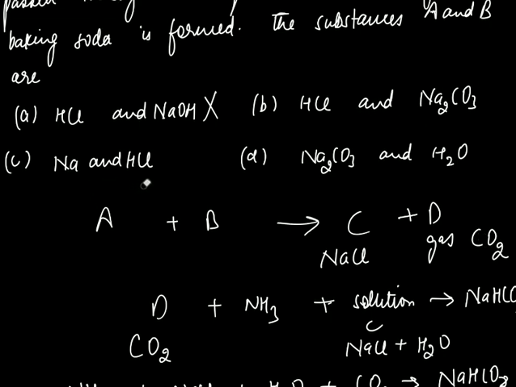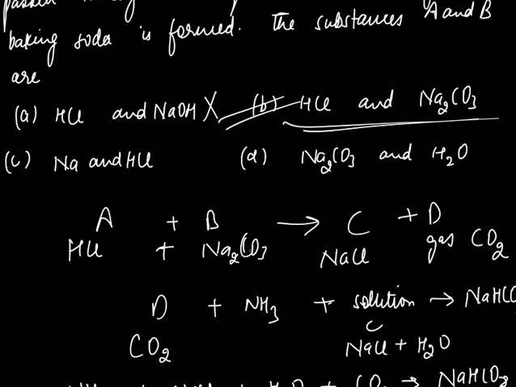Now Na and HCl, since we have to prove other options wrong, will give you only NaCl and hydrogen gas. Hydrogen gas is not required for baking soda at all. Then Na2CO3 and water is again just an aqueous solution of sodium carbonate, so it doesn't help. So the correct, feasible option that we have over here is B. A is HCl plus B is Na2CO3. This is the correct option. So you will get NaCl and additionally water, which they haven't mentioned.